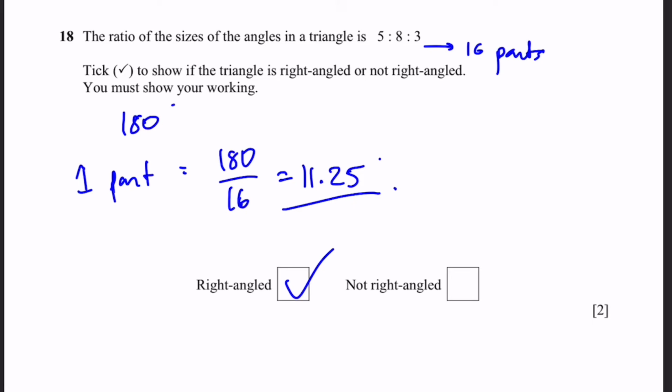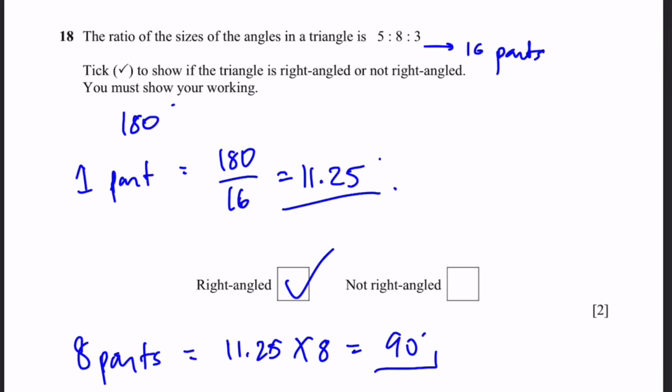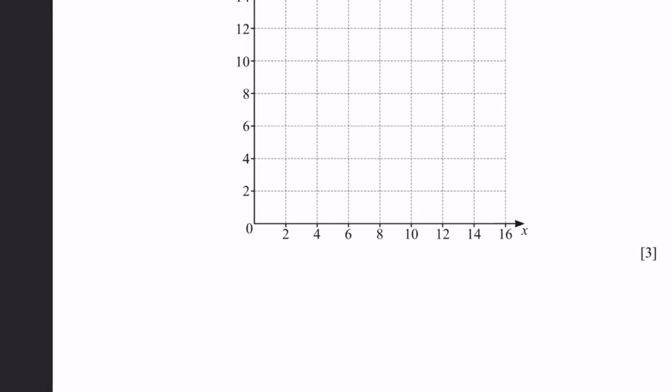Of course, you may find that if you want to, but you can just do 8 parts directly to prove that it's right angled. Well, over here I found it just for clarity. Well, 8 parts is equal to 11.25 times 8, which makes 90 degrees, and therefore this triangle is right angled since it has a right angle. Well, that's our answer.